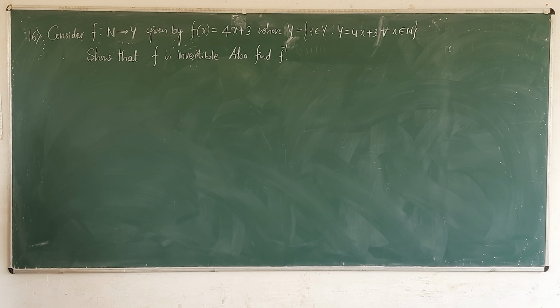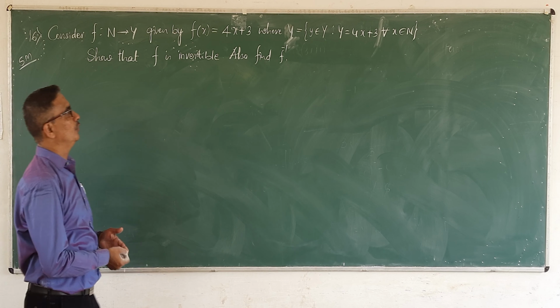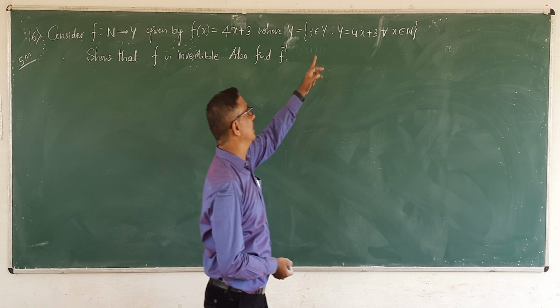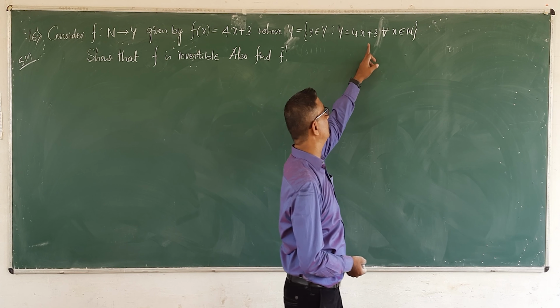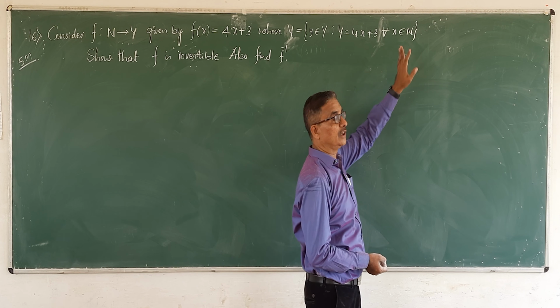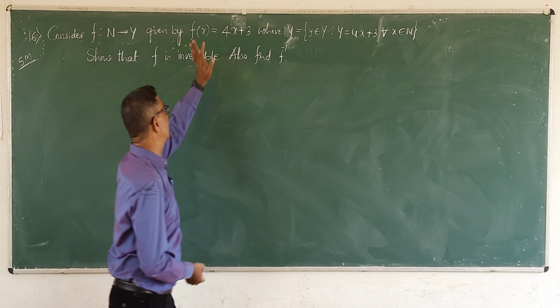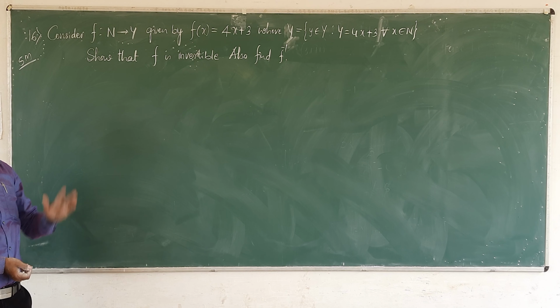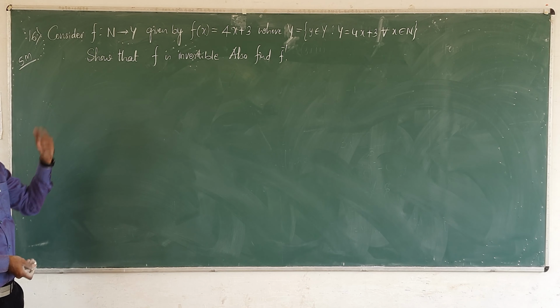Okay. Next problem. Problem number 16. Again, 5 marks question. Consider the function f from N to Y given by f of x is equal to 4x plus 3, where Y is such that y is equal to 4x plus 3, where x is the set of natural numbers. Using this relation, show that f is an invertible function. Also find its inverse. Very simple question.